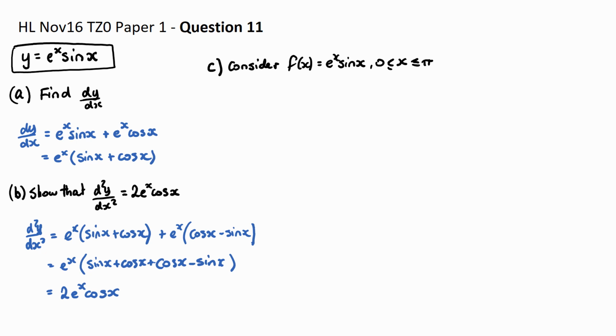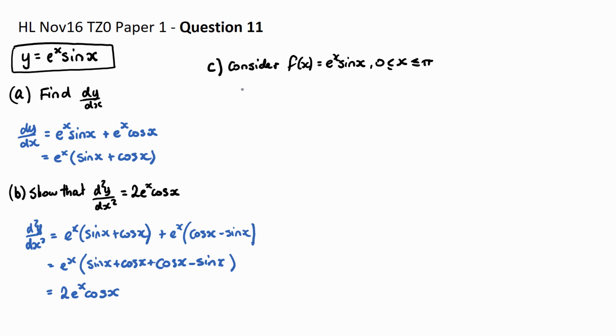Part C. Consider the function f defined by f(x) equals e to the x sine x between 0 and pi. And this is actually the same as our function of y equals here, just to make the connection. The question for part C says show that the function has a local maximum value when x equals 3 pi on 4. So maximums and minimums occur when the first derivative is equal to 0.